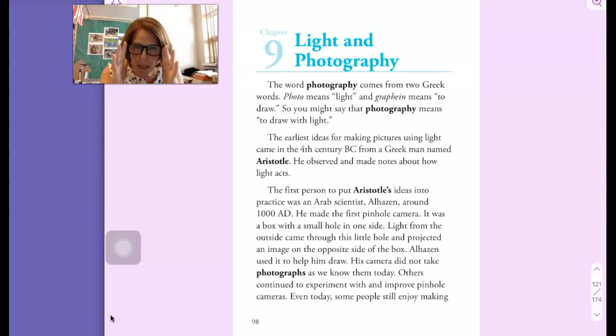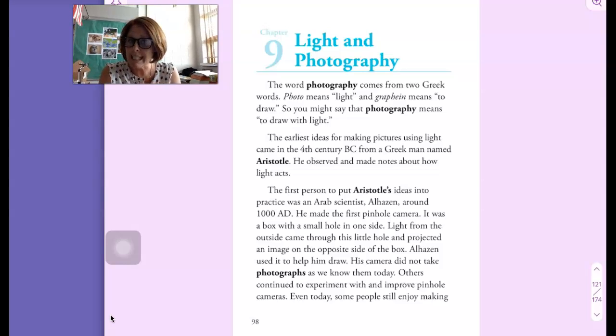The earliest ideas for making pictures using light came in the 4th century BC from a Greek man named Aristotle. He observed and made notes about how light acts. The first person to put Aristotle's ideas into practice was an Arab scientist, Al-Hazen, around 1000 AD. He made the first pinhole camera. It was a box with a small hole in one side. Light from the outside came through this little hole and projected an image on the opposite side of the box. Al-Hazen used it to help him draw. His camera did not take photographs as we know them today. Others continued to experiment with and improve pinhole cameras.